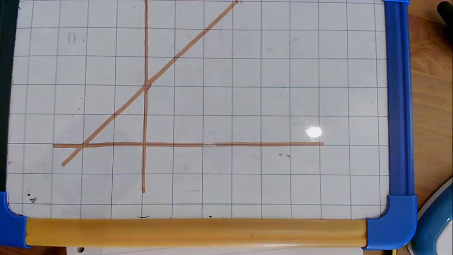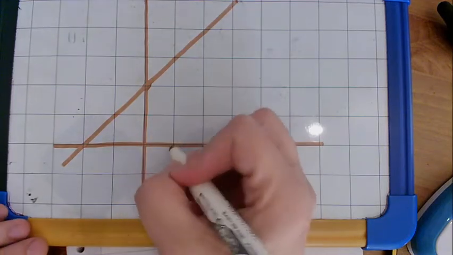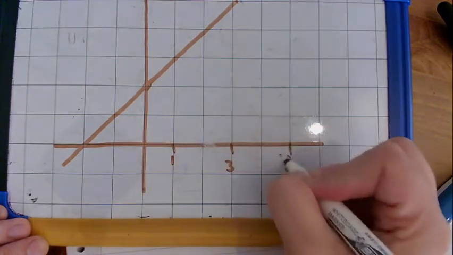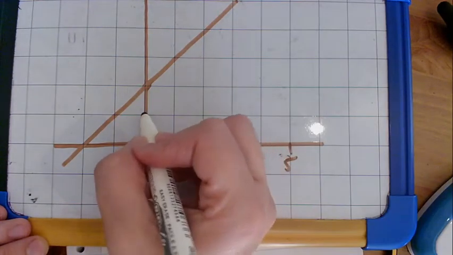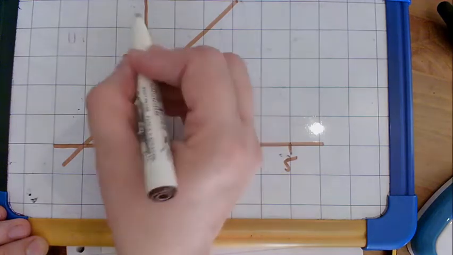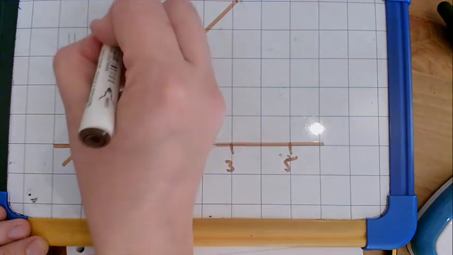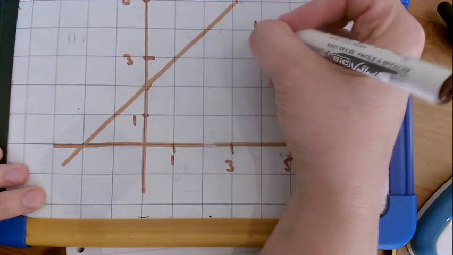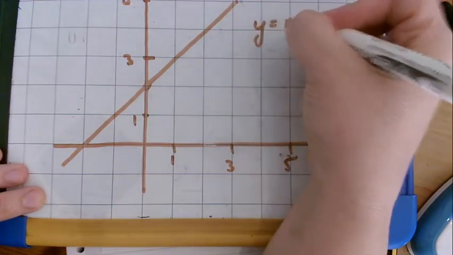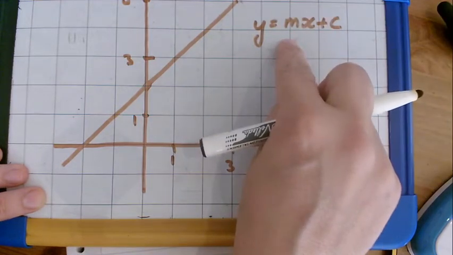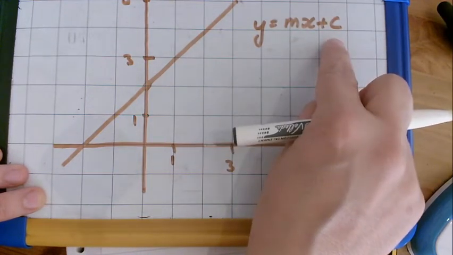Now, I haven't written any coordinates on the axes. That should prevent it from getting too messy, but let's assume this is 1, 2, 3, 4, 5, etc. And let's assume the same thing up here, that would be 1, 2, 3, 4, 5, etc. Okay, now what do we need for a straight line graph? If you remember rightly, a straight line graph is y equals mx plus c. M stands for the gradient and c stands for the intercept.